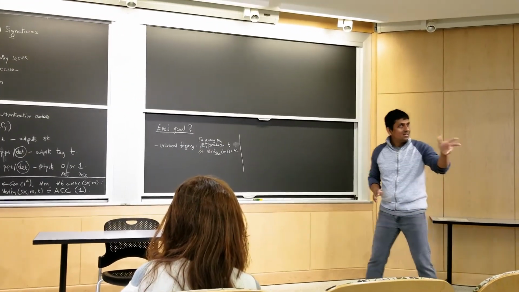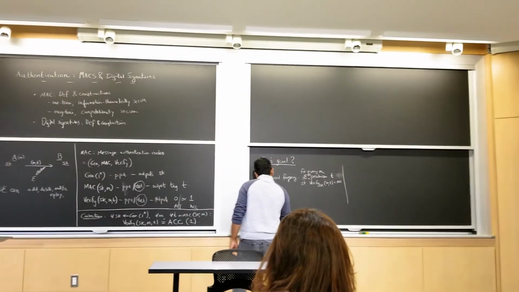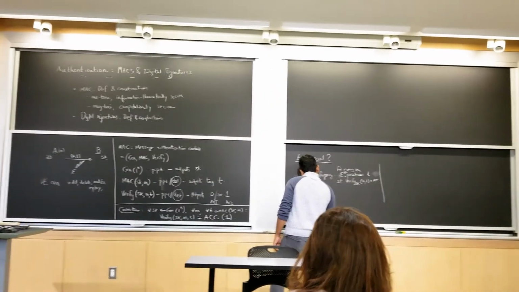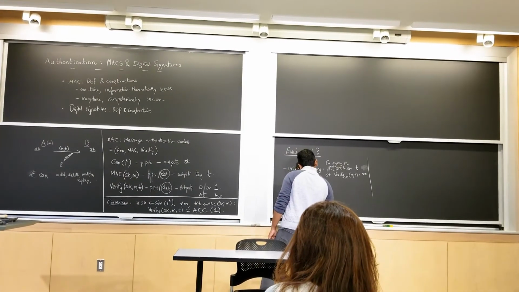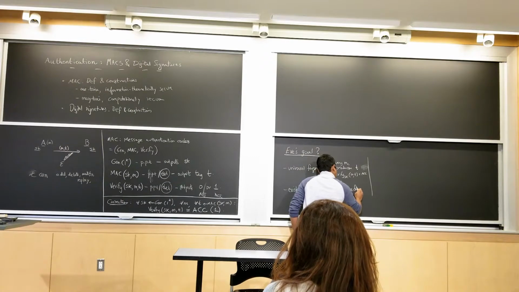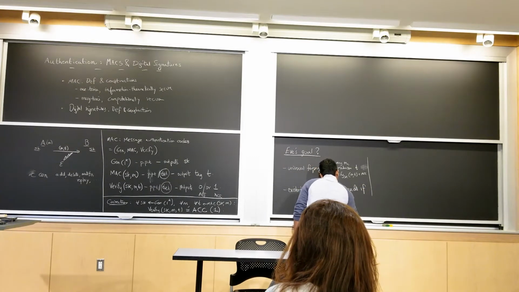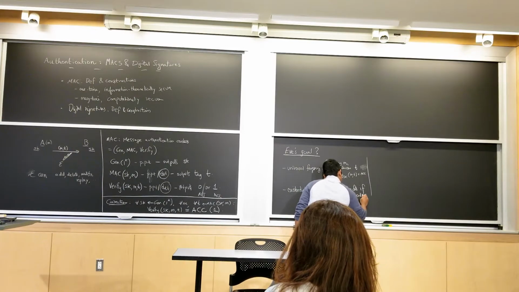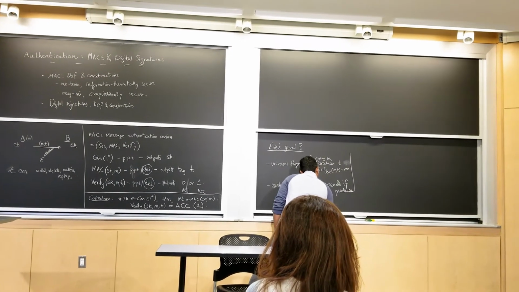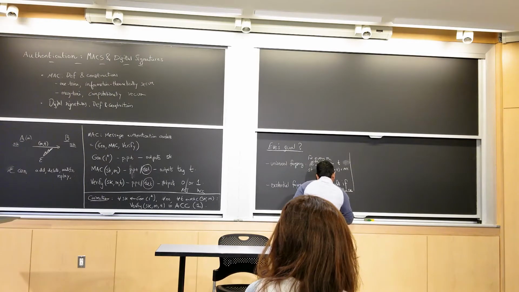What you are saying is a notion of existential forgery, which says she succeeds if she can produce some message M and a tag T such that Verify accepts.